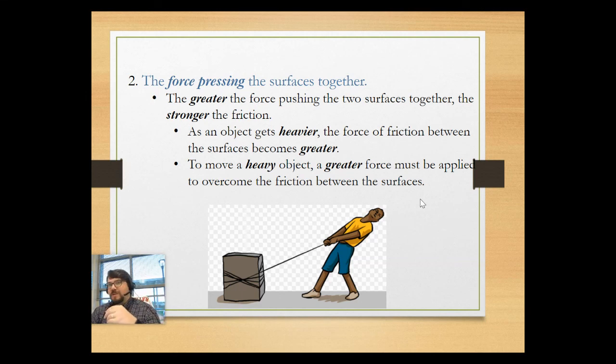If it's heavier, it's got more mass. Force is equal to mass times acceleration. So you're going to need to apply more force to overcome the mass in order to accelerate, because now there's more mass, which means there's going to be more friction. So you've got to either give it more force, sand it down, grease it up, something.